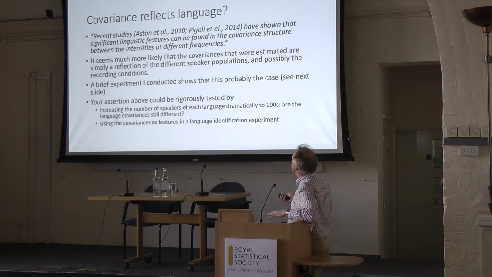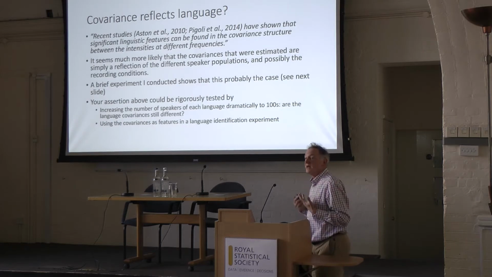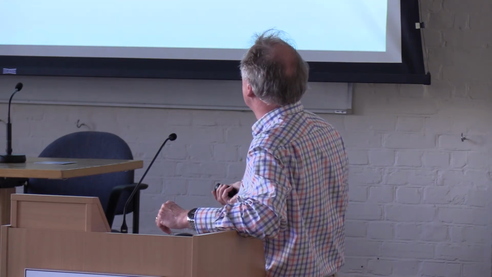But just going back to this, it's a very interesting assertion about this covariance thing. Does it work if you increase the number of speakers to hundreds rather than 3 or 5 or 6, however many you had? Do you still find that the language covariances are still different? Because I would say they would converge to a single covariance matrix, because it's nothing to do with language, it's to do with just resonances of vocal tracts, a lot of resonances. But you could use them as in a language identification experiment. Now that would be interesting. Can you use the covariances and identify a language? Okay.